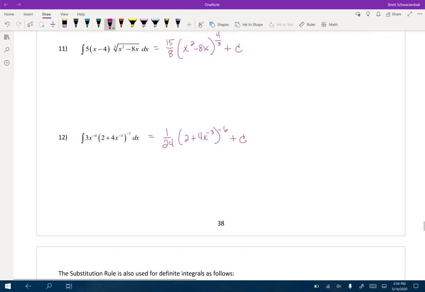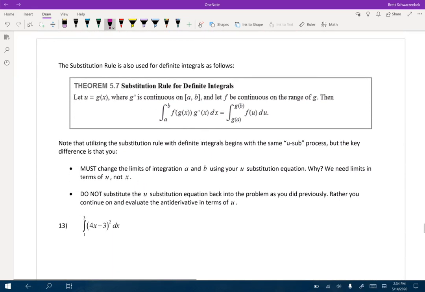Now, what if we move on to the substitution rule for definite integrals? There isn't going to be too much of a change, but remember, when we move on to definite integrals, the plus c is no longer there. We're looking for an answer that is actually a number, an area under a curve, and now we're going to have limits on our integral symbols that we're going to have to analyze. Now, realize this is going to change the process.